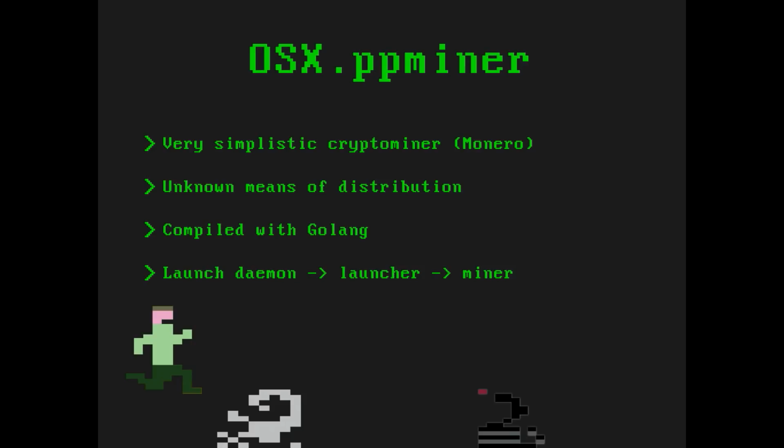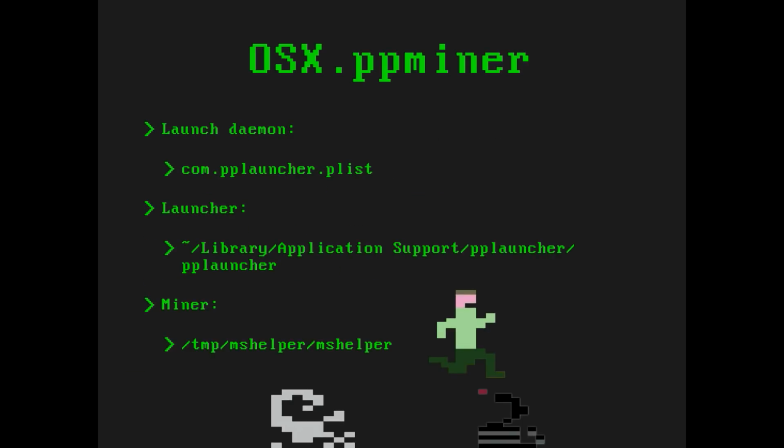Interestingly, the malware itself was compiled with Golang, which has huge overhead. And the malware itself is very, very simple. So this is most likely some script kiddie who figured out how to wrap some CryptoMiner up in Golang and compile it, so it's not very sophisticated. The basic chain here is there's a launch daemon that loads a launcher, which in turn loads the miner. So let's take a look here. The launch daemon is actually called com.pplauncher.plist.